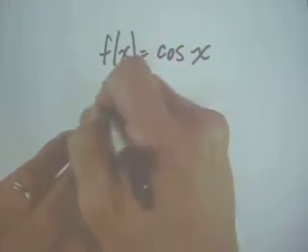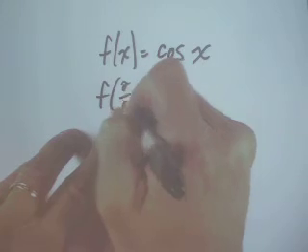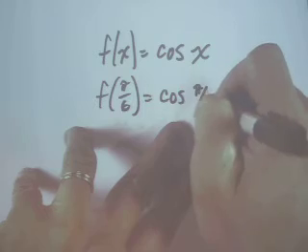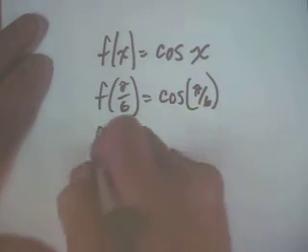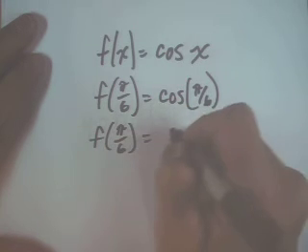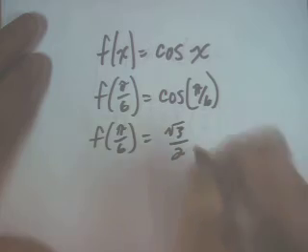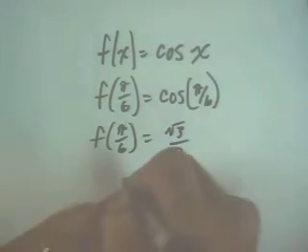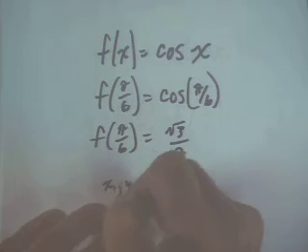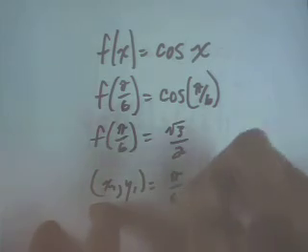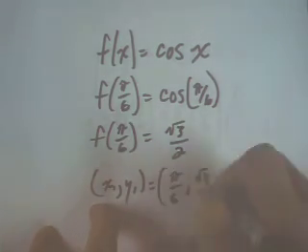So we'll plug in pi/6 and evaluate the function at pi/6 in order to find the point of tangency. Well, when we evaluate at pi/6, we get the square root of 3 over 2. Cosine has a value of square root of 3 over 2 when x is pi/6. So this is the point of tangency. Our (x1, y1), the point of tangency, is (pi/6, square root of 3 over 2).